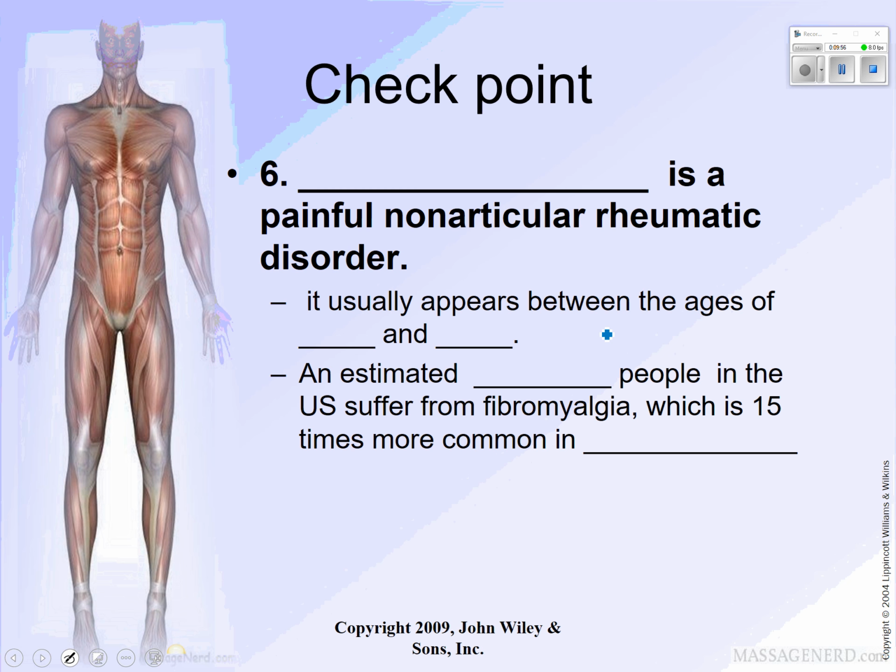Number 6, blank is a painful non-articular rheumatic disorder, and that's your fibromyalgia. It usually appears between the ages of 25 and 50. They say there's an estimated 3 million people in the United States that suffer from it, and it's about 15 times more common in women.